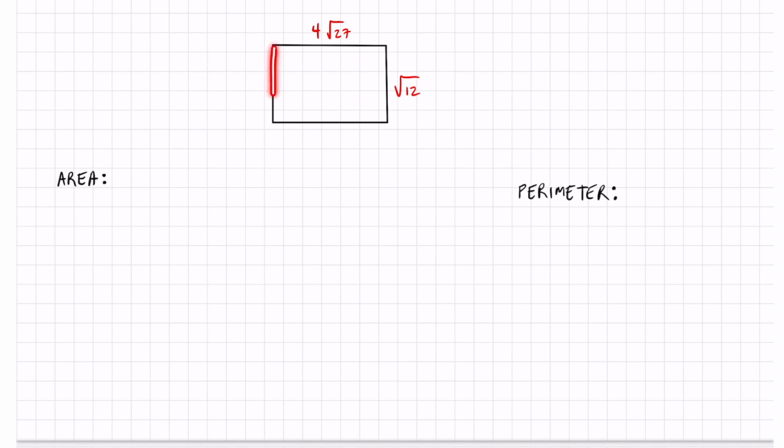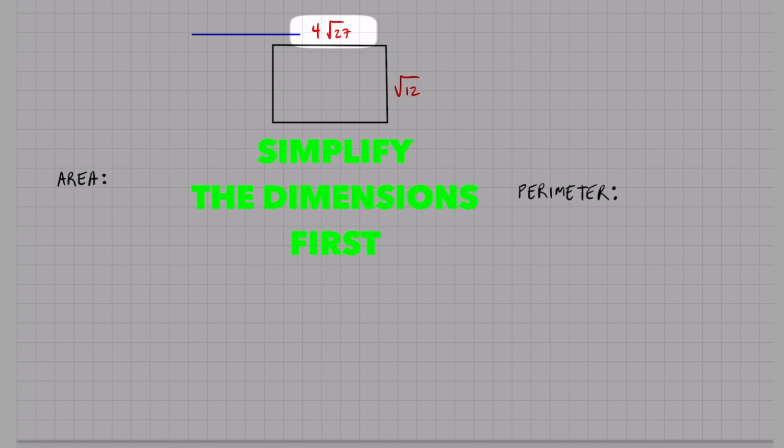Today we're going to find the area and perimeter of this rectangle with square root dimensions. And anytime I try to find the area and perimeter and I have square roots, I like to simplify the dimensions first just to make my life easier later. So let's start with 4 root 27.